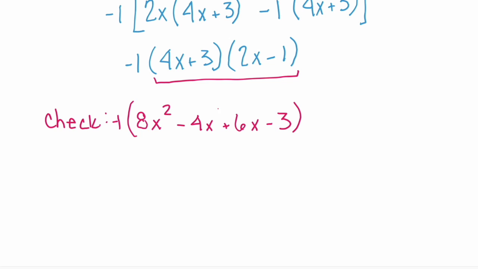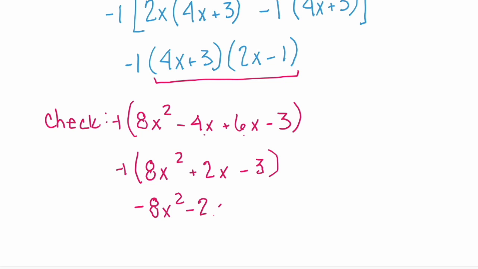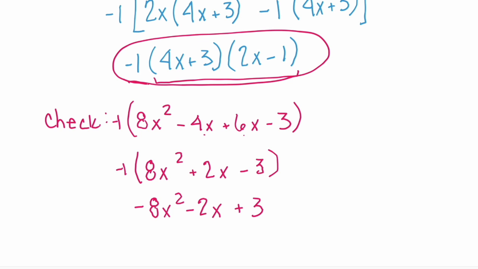Now let's simplify or combine like terms within those parentheses. We have 8x squared minus 4x and positive 6x become a positive 2x and a minus 3. Now when we distribute that negative 1 GCF through to each of those terms, we get negative 8x squared minus 2x plus 3, which is the trinomial we began with. And these 3 terms are therefore our final answer.